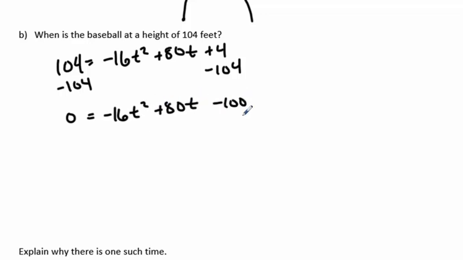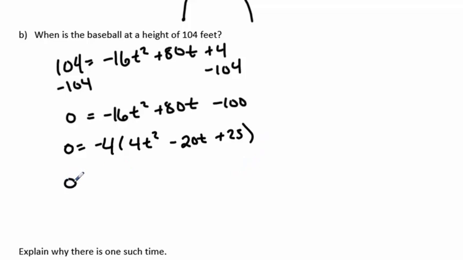Now once again, there's something that you can factor out of all of these, and this time it's 4. Since the first term is negative, we're going to divide out a negative 4. So that'll be negative 4 times 4t squared minus 20t plus 25. Okay, now let's factor again. I'm going to factor by trial and error.